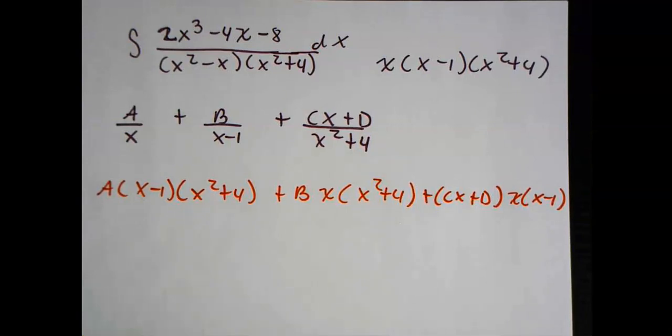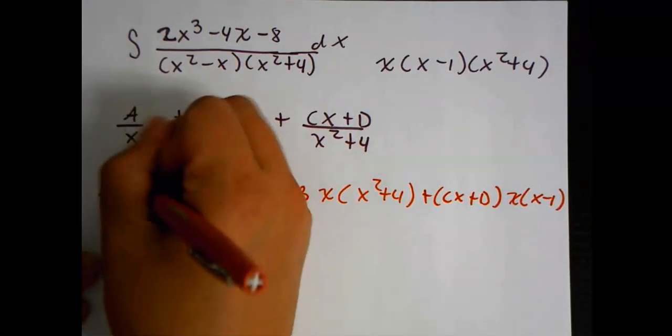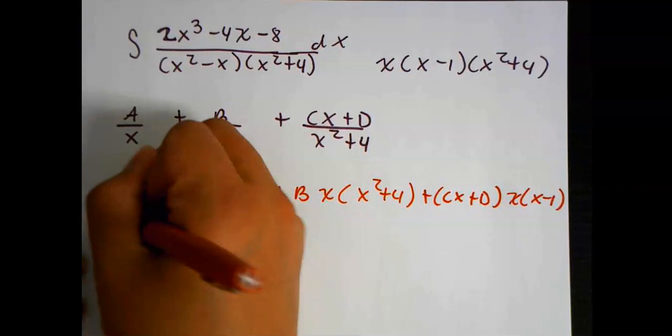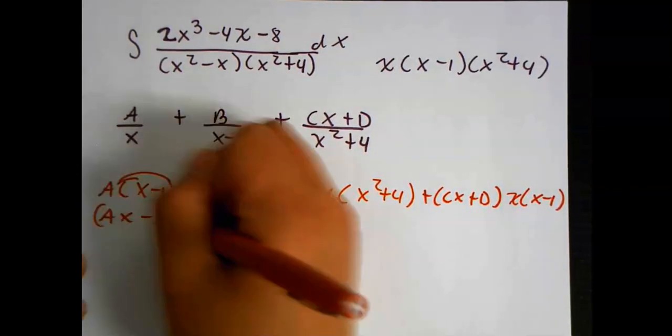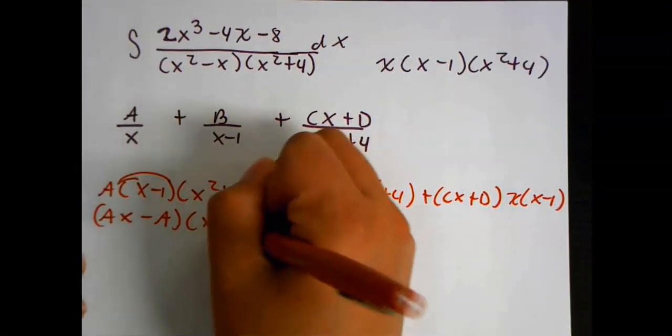I need to distribute everything, okay? I'm going to distribute. First, here, I'm going to distribute the A. Ax minus 1, x squared plus 4.